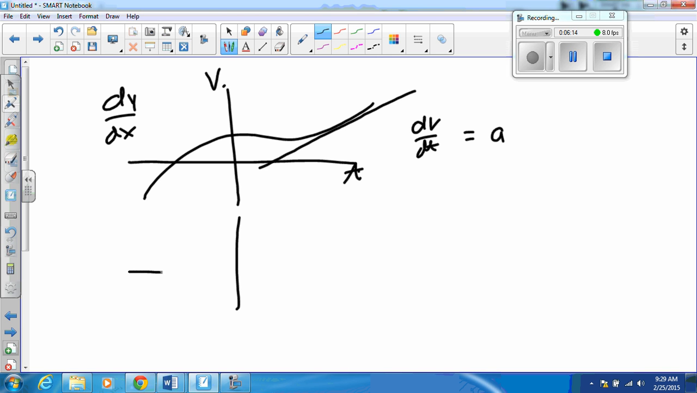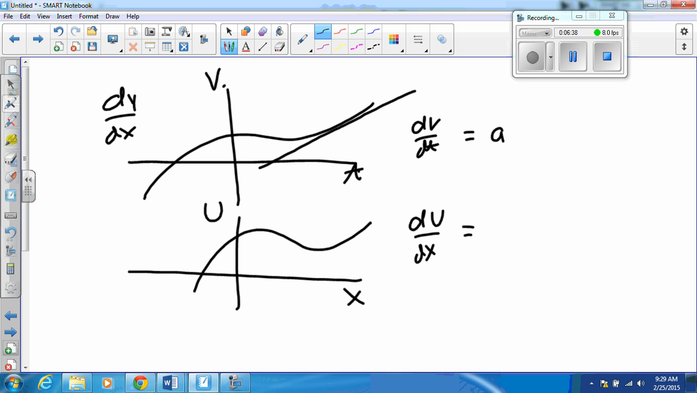And if I have, I don't know, what could I possibly have here? I might have something like potential energy. I might have potential energy as a function of position. And so it turns out then that if I find the slope here of my potential energy curve, then that's going to tell me the opposite of the force that the particle experiences at that point.